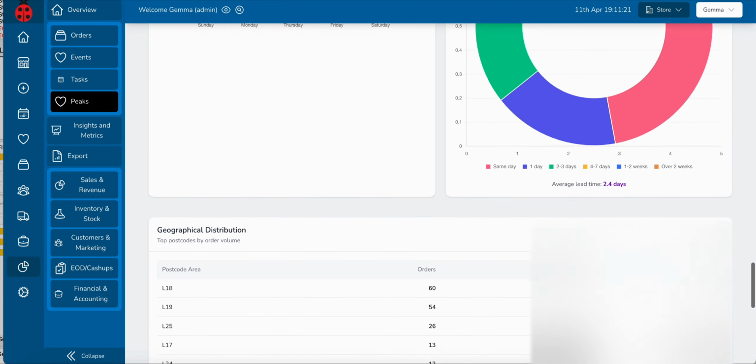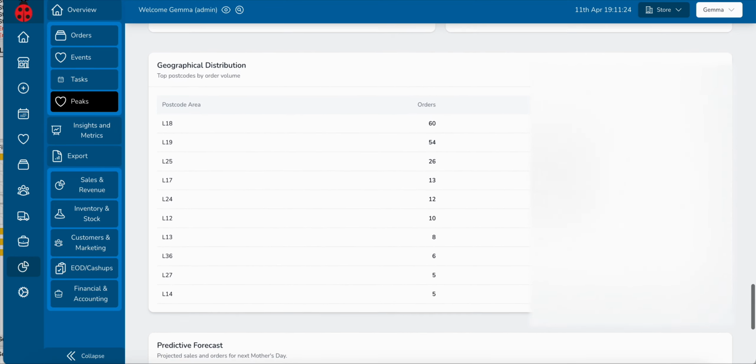Order count. Okay. So this I find very useful. This is the geographical distribution of orders.